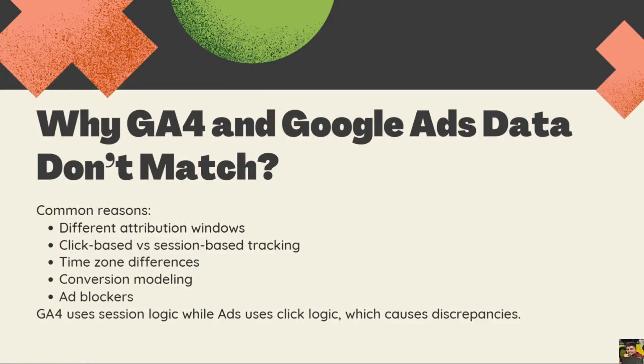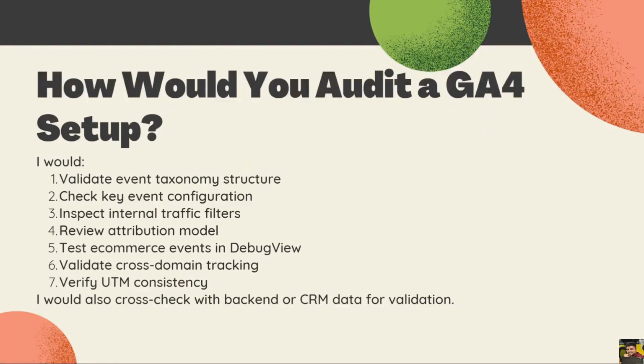Why do GA4 and Google Ads data not match? Common reasons: different attribution windows, click-based versus session-based tracking, time zone differences, conversion modeling, ad blockers. GA4 uses session logic while Ads uses click logic, which causes discrepancies.